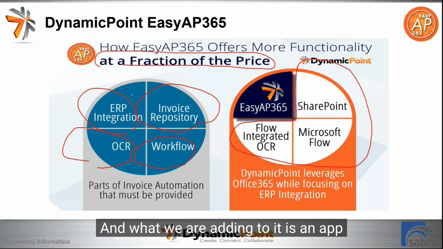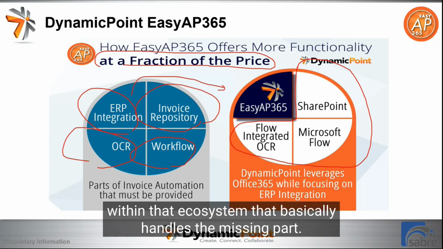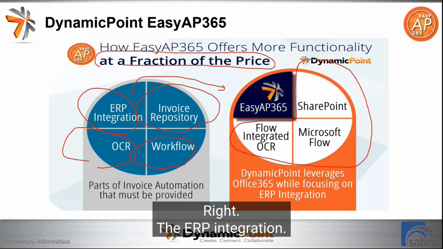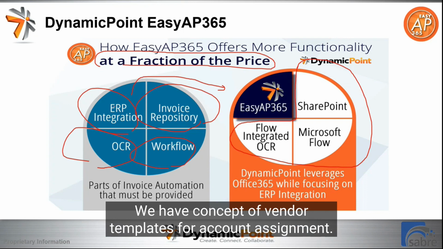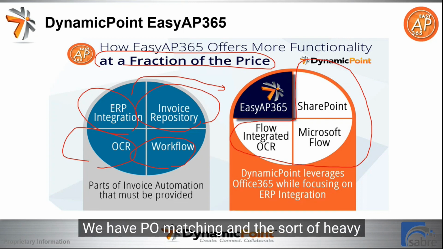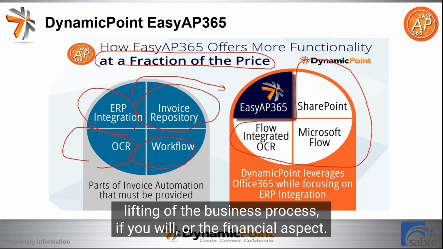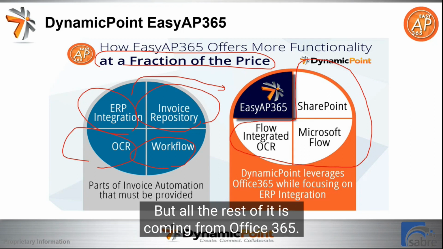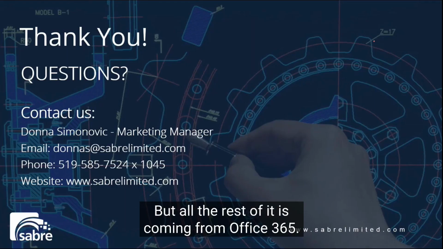And what we are adding to it is an app within that ecosystem that basically handles the missing part, right? The ERP integration. We have a concept of vendor templates for account assignment. We have PO matching and the sort of heavy lifting of the business process, if you will, or the financial aspect. But all the rest of it is coming from Office 365.